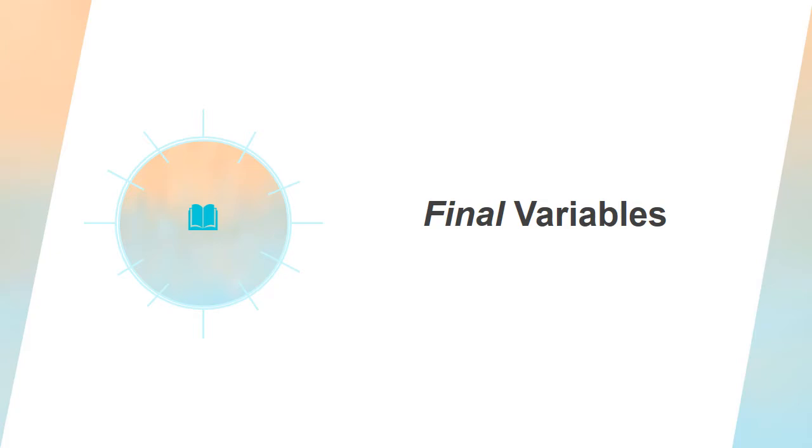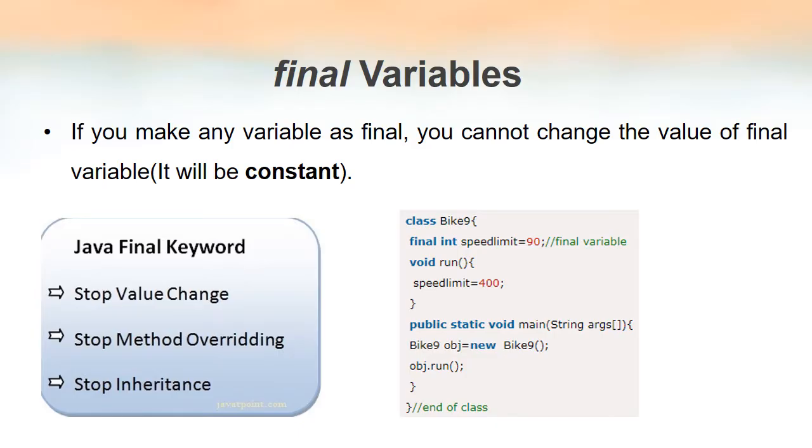First of all, we will see what is the meaning of the keyword final, or what final variables are. Final variables are like constants, like we use the keyword const in C programming. If we want to declare a variable as constant, we have to use the keyword final. So the final keyword is used for three purposes. One is to stop the value change. That means once we have declared a variable as final, its value cannot be changed. That means it becomes a constant.